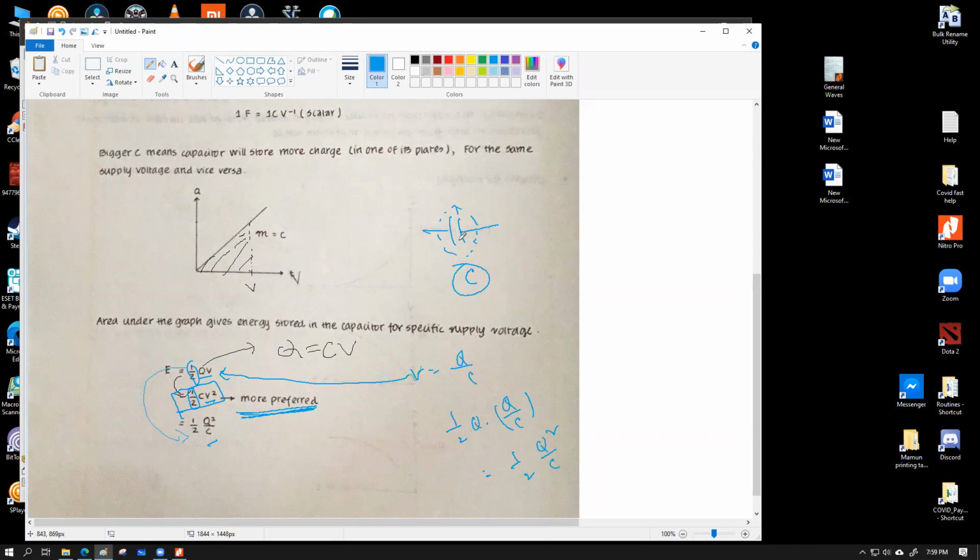So the available voltage that will be applied to a capacitor can be very easily seen or obtained from the question or from the circuit. So the amount of energy a capacitor should be able to store is very easily calculated by using this expression, half CV squared.